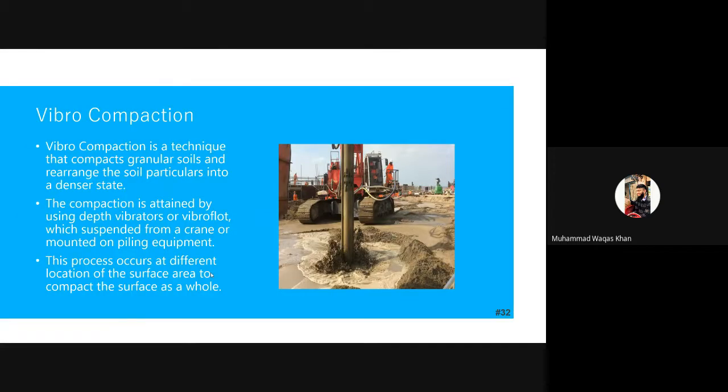Next up, we have vibro compaction. As the name suggests, in this method vibration is taking place. We have to inject a certain instrument inside the layer of soil, and we have to vibrate the soil beneath to compact the soil. This compaction is attained by using depth vibrators or vibrofloat. The instrument which is injected inside the deep layer of soil is the depth vibrator or vibrofloat, which is suspended from a crane or mounted on piling equipment.